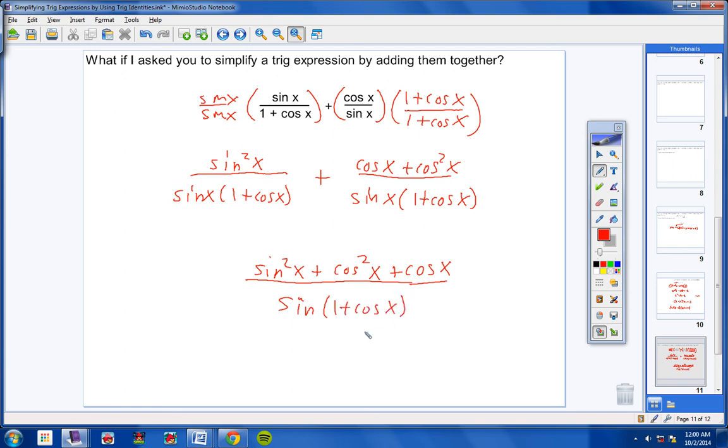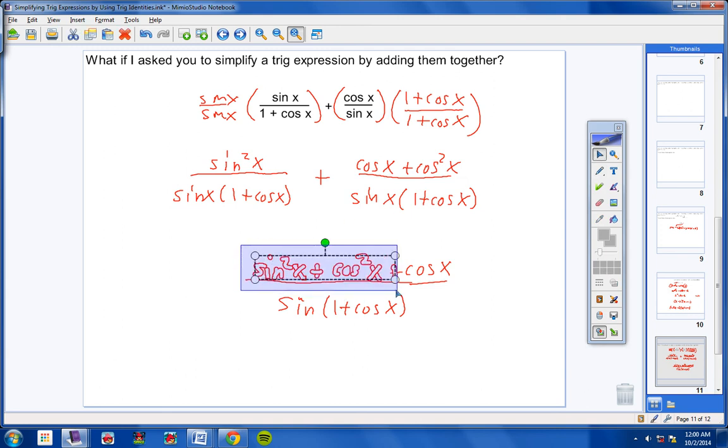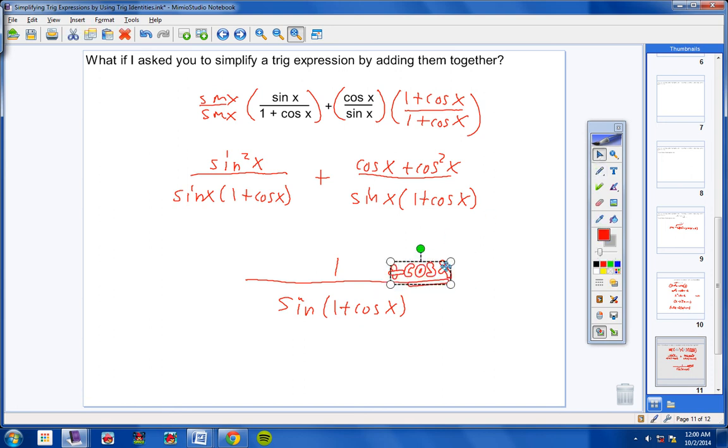Now, students, again, if I'm going too fast, just have the teacher pause the video. Now, look at this. I have sine squared plus cosine squared. Well, that equals 1. So I'm going to lift that out of there, and I'm going to put a 1 in there. 1 plus cosine x. Look at this, over sine x times 1 plus cosine x. These will cancel. So now I'm left with 1 over sine.